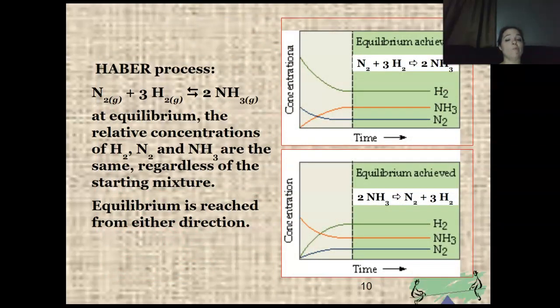So the Haber process, we're going to see this a little bit later. Nitrogen and hydrogen produces ammonia. At equilibrium, the relative concentrations are different. Hydrogen and nitrogen have two different concentrations, more hydrogen than nitrogen, but there's more ammonia than nitrogen also. Doesn't matter. The rates are what we're looking at when we are looking at equilibrium being achieved.